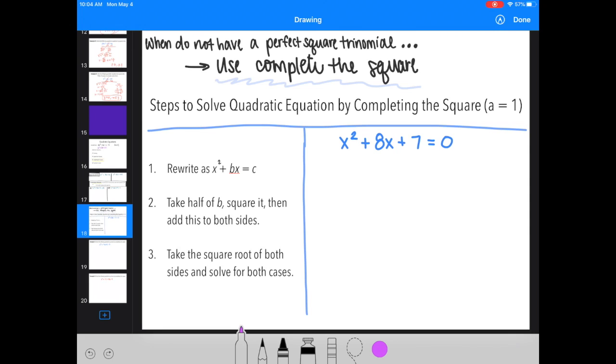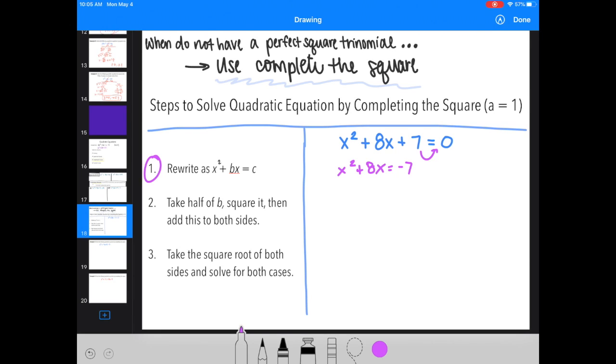What happens if I don't have a perfect square trinomial? I have x squared plus 8x plus 7. That's not a perfect square trinomial. But we are going to create one. How do you create one? Well, I'm going to take my b, which is 8, and I'm going to take 8 divided by 2. Or actually, hold on, backtrack a little bit. First step, I need to rewrite it as x squared plus bx equals c. So I need to move my 7 over. So I'll have x squared plus 8x is equal to negative 7.